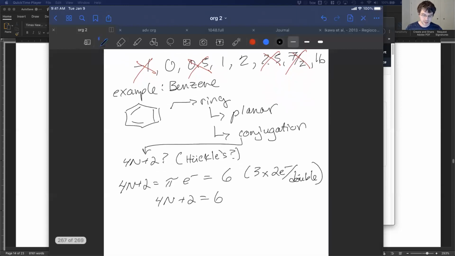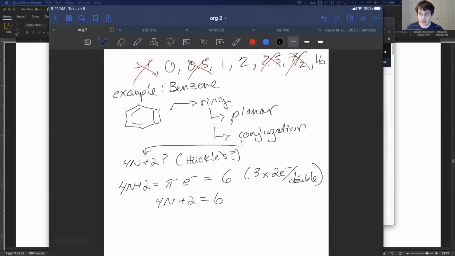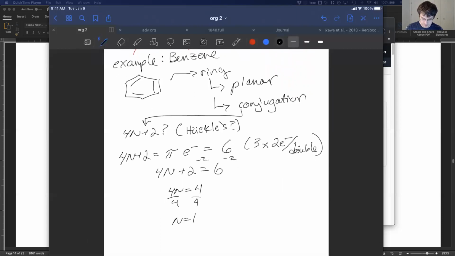Now we solve for n, and we say that Huckel's equation is satisfied if n is a whole positive number. Well, if we subtract 2 from both sides, we get 4n is equal to 4. Divide by 4, we get n is equal to 1. And we say that Huckel's rule, or the 4n plus 2 rule, is satisfied. Terrific. We've done all 4: cyclic, conjugated, flat, Huckel's rule. We are aromatic.